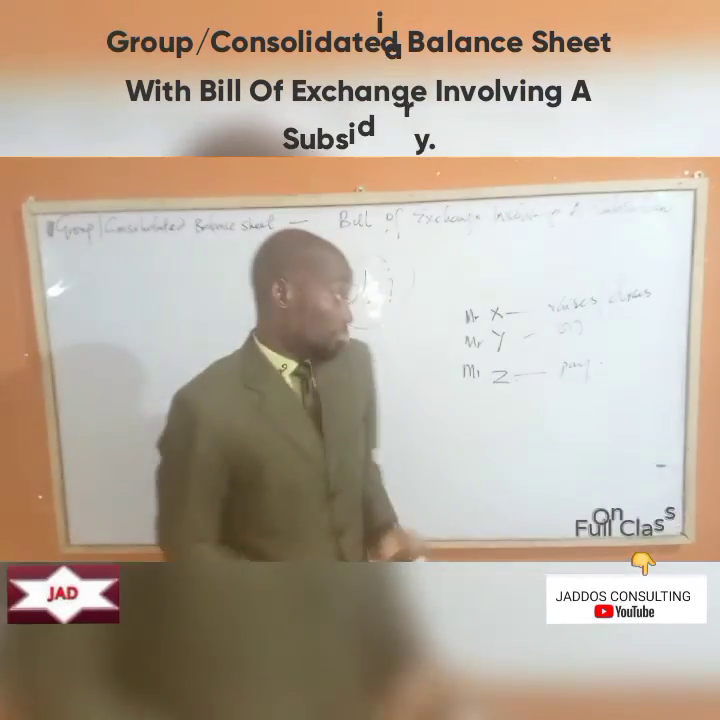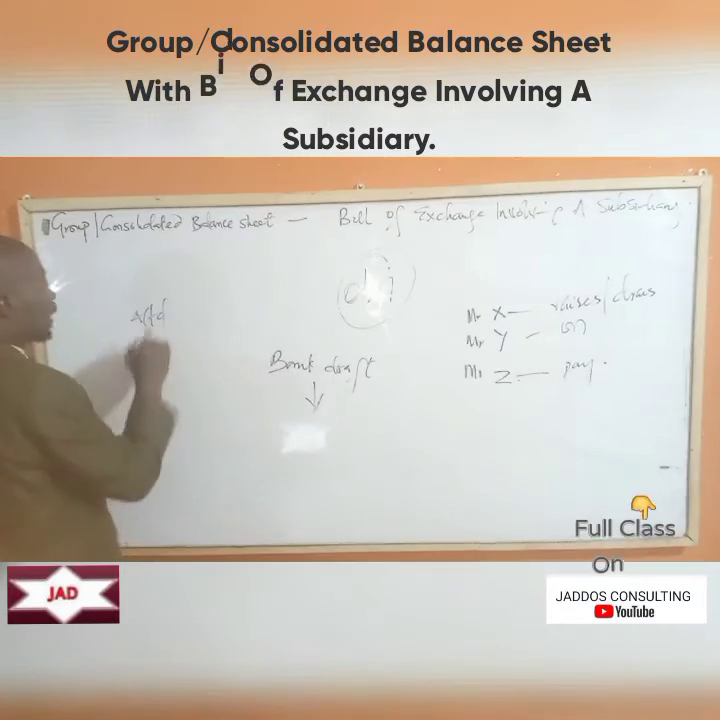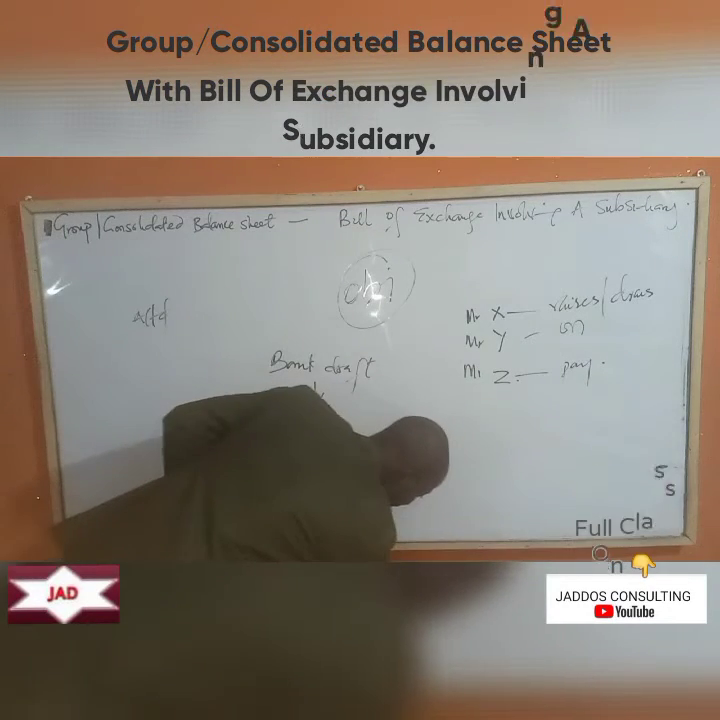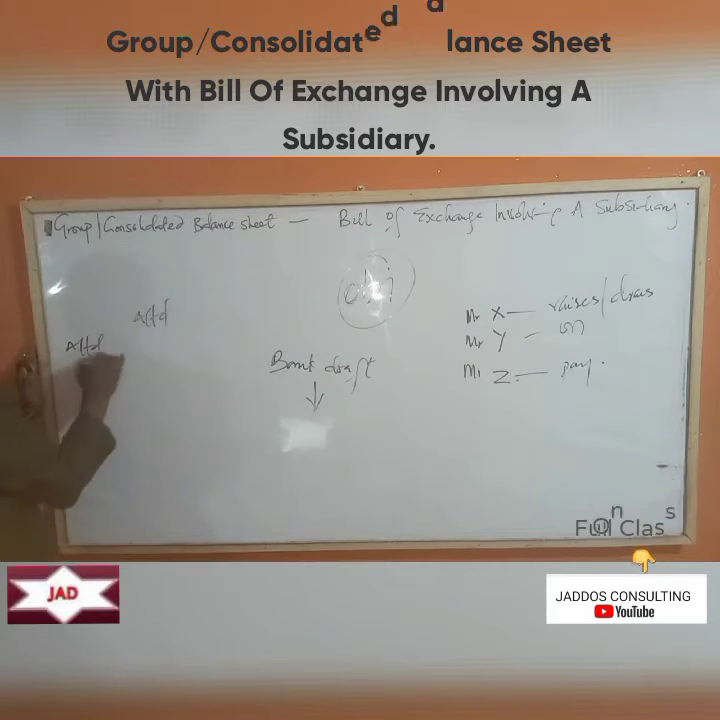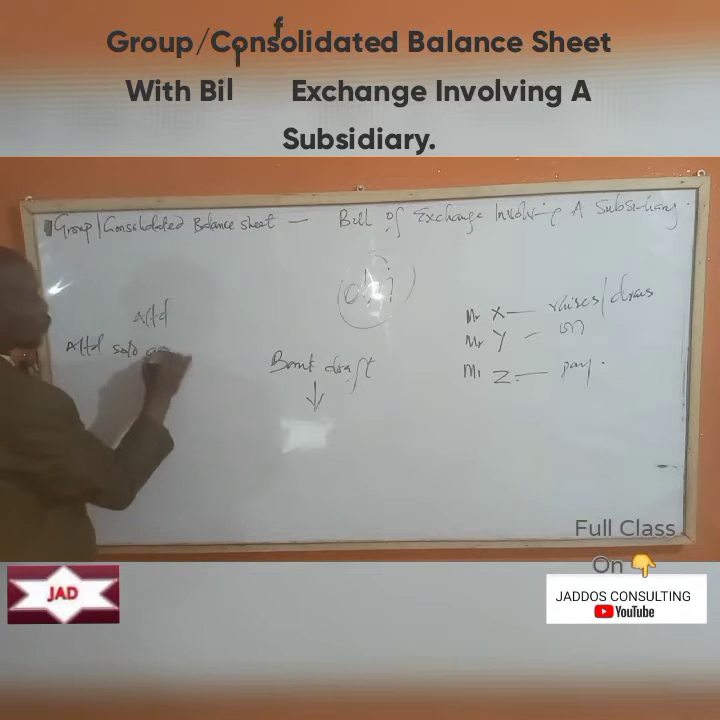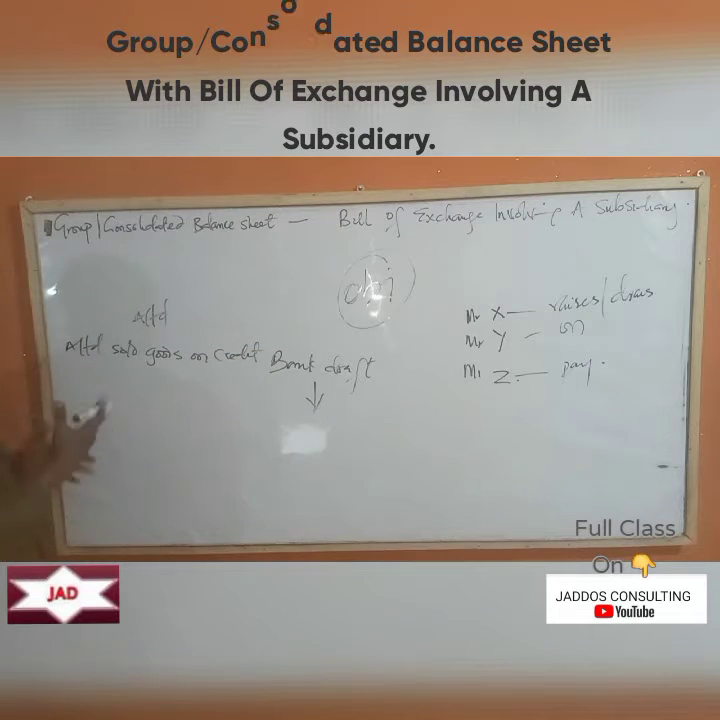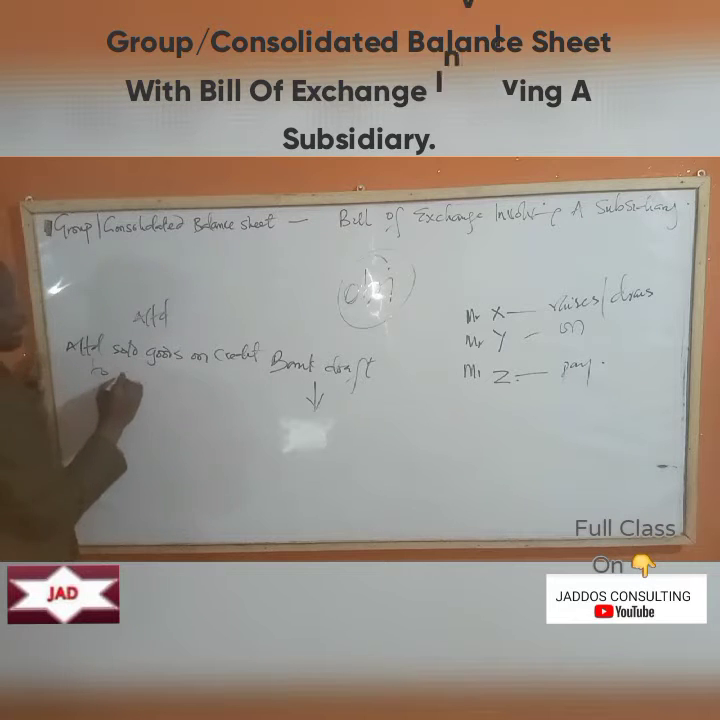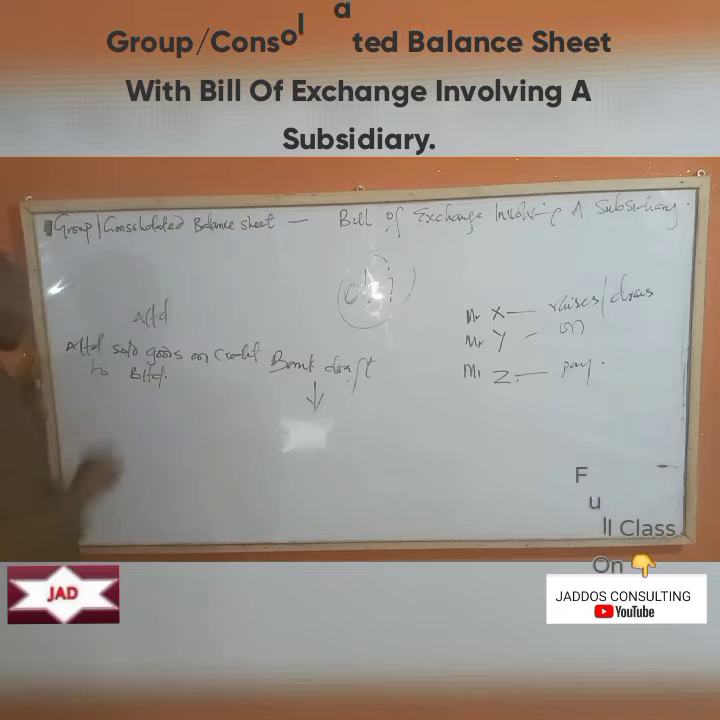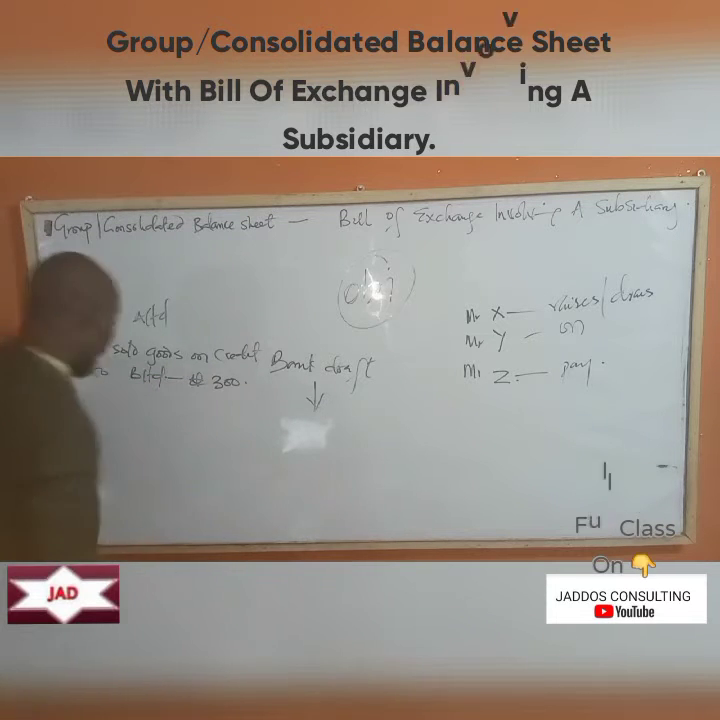Now, remember that the way bill of exchange works is that, of course, you're going to have someone owing you as a business person. Let's say A Limited sold goods on credit. I'm trying to run us through the accounting for bill of exchange now. A Limited sold goods on credit to, let's say, B Limited. That's let's say 300 naira.